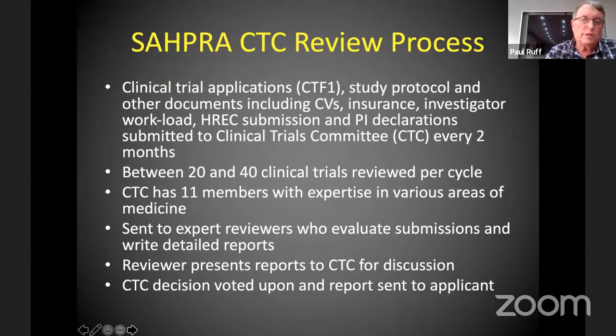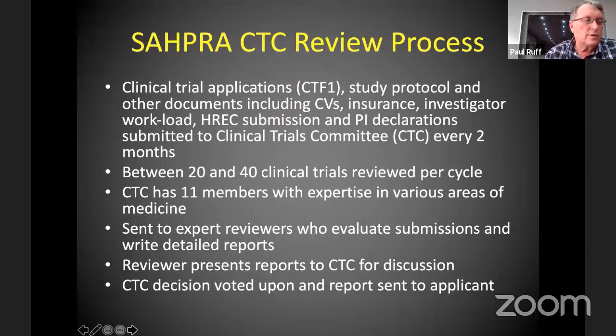We see 20 to 40 trials every cycle. The CTC has 11 members with expertise in all the areas. So we have a cardiologist, we have 2 oncologists, we have a couple of infectious disease specialists, we have a virologist, and we have a microbiologist. We have someone with expertise in diabetes and hypertension, in rheumatology, in doing bioequivalence studies. We had a psychiatrist.